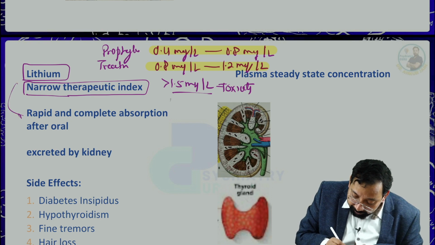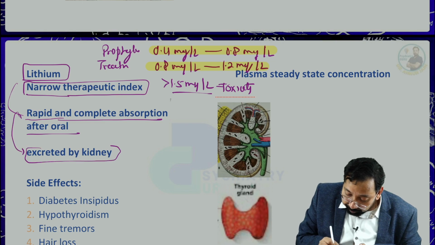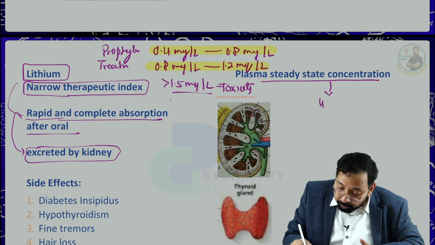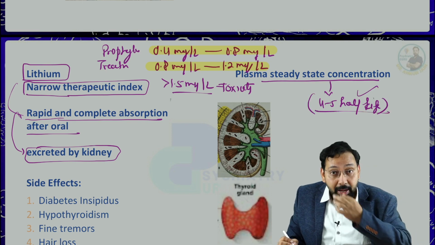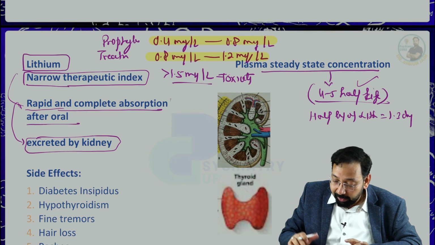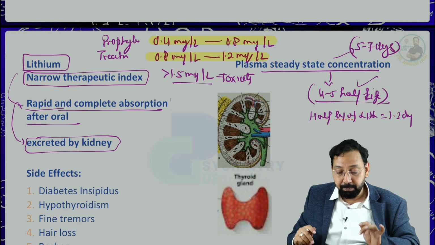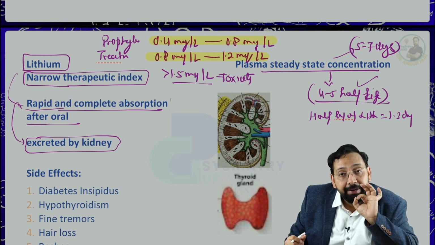It is rapidly and completely absorbed after oral administration. It is excreted by the kidney. Plasma steady state concentration is achieved after 4 to 5 half-lives. Half-life, you have discussed or read in pharma. And we found that the half-life of lithium is 1.3 days. So you can say that plasma steady state concentration is achieved after 5 to 7 days. Yes, this is important. In lithium, plasma steady state concentration is achieved after 5 to 7 days.